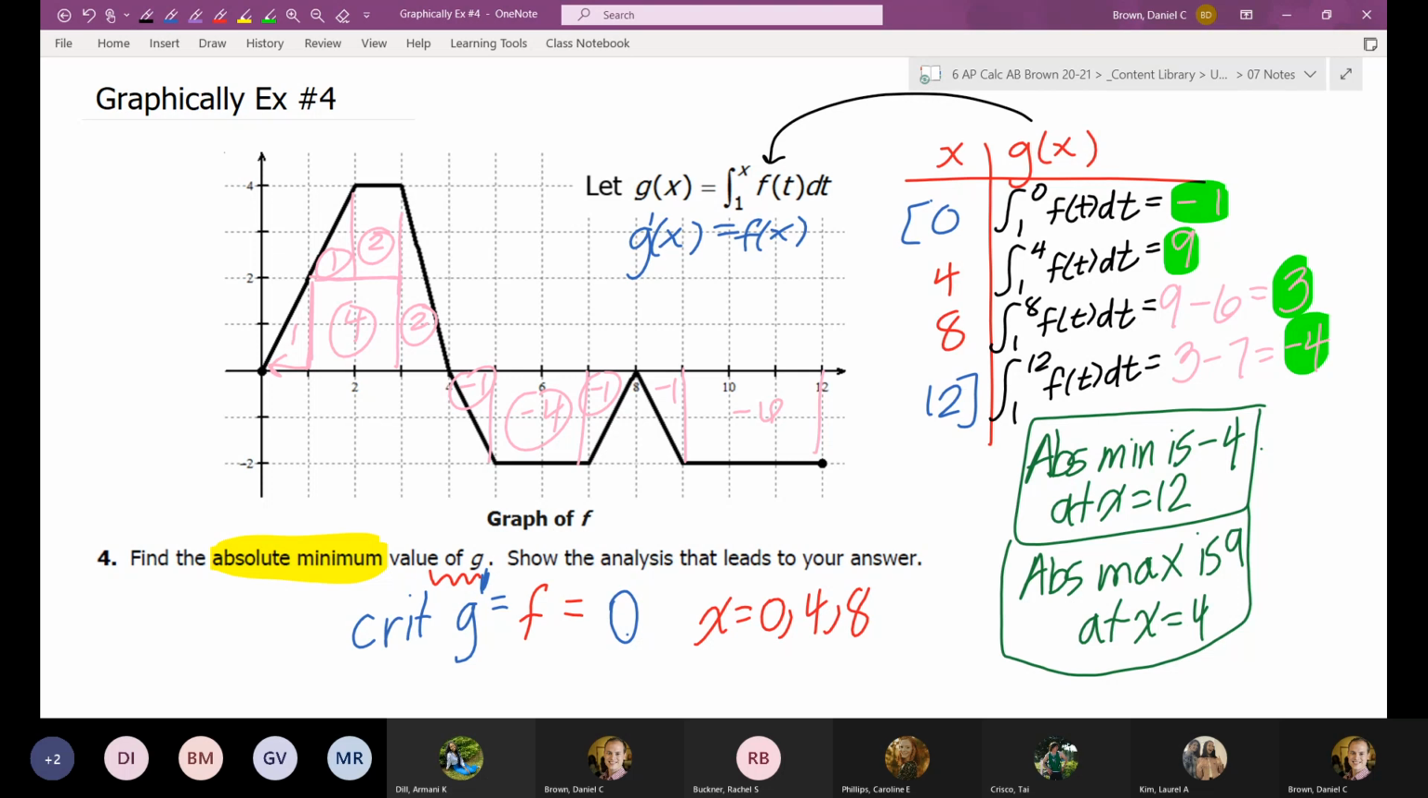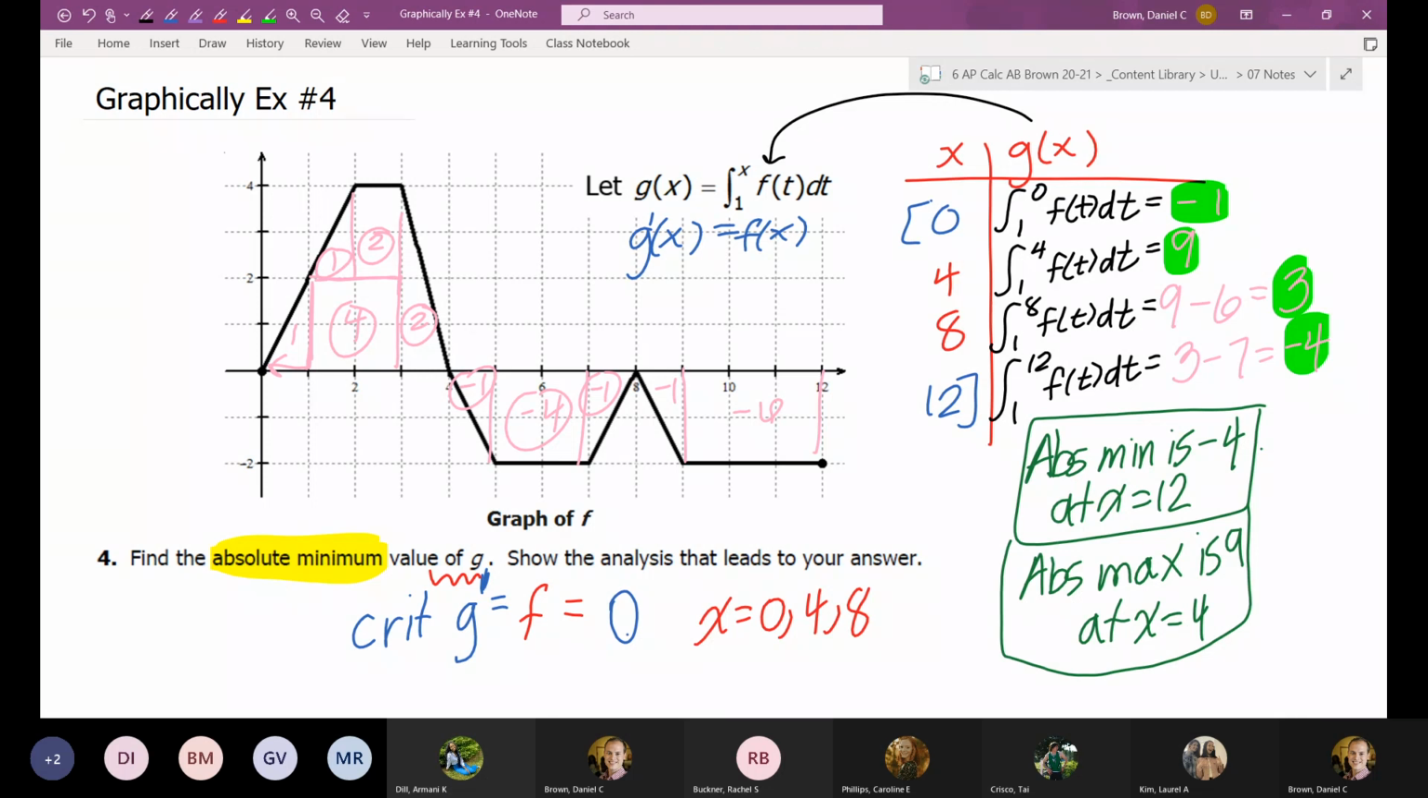The max, I think, is pretty easy to see. That's where the positive area stops. So anytime you go past 4, your area is never going to get bigger. It's always going to be subtracting all the way to the end of the graph. I think it also makes sense that the minimum is at 12, because that would include all possible negative area on that graph. So that's how we do a candidates test.